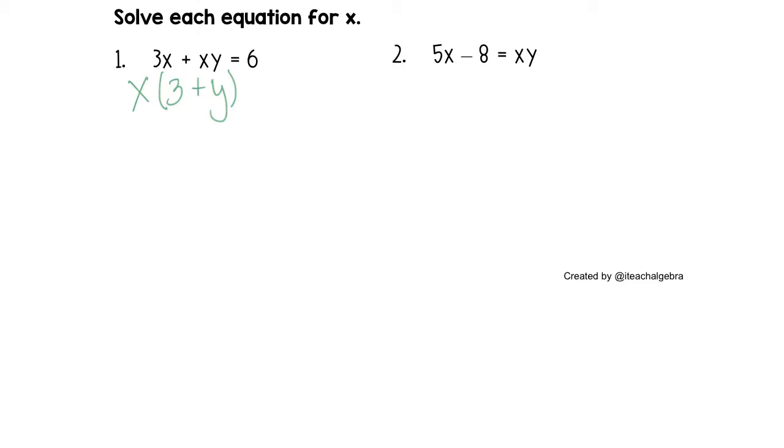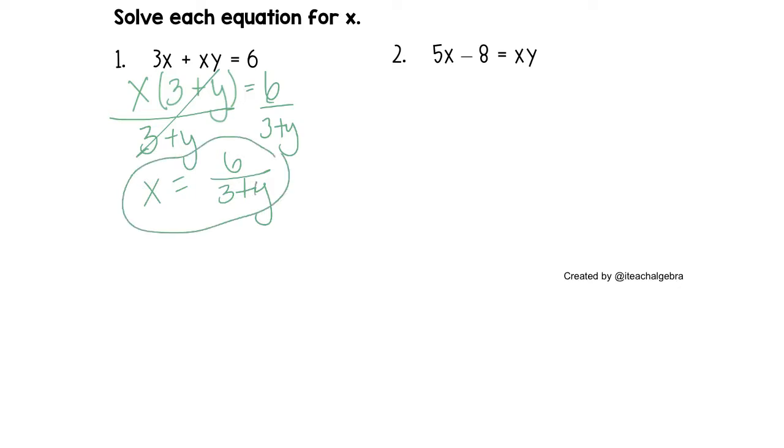So you can see that if I were to go back and distribute x again, I'd have 3x plus xy, which is just what we started with. This is just the reverse distributive property, is all we did. And that equals 6. Well, now I want to solve for x. x is being multiplied by 3 plus y, so I'm going to do exactly what we did above and divide by 3 plus y. Those cancel. I'm left with x equals 6 over 3 plus y. It looks a little messy, but it's exactly what we did above.